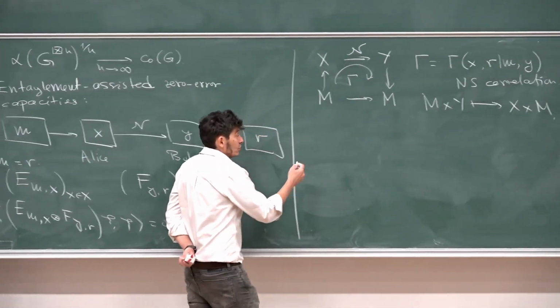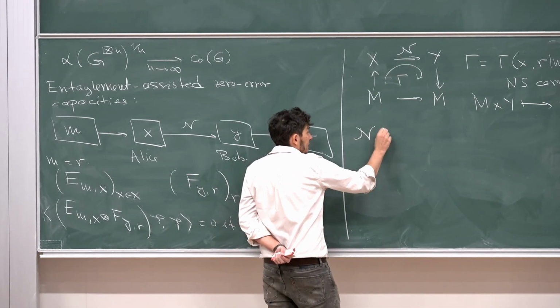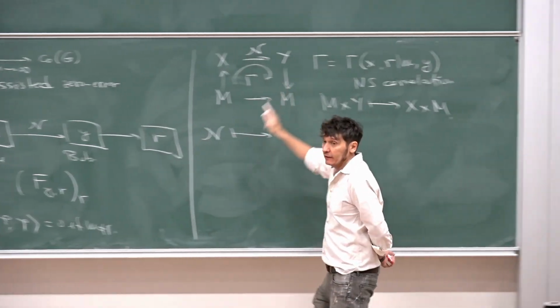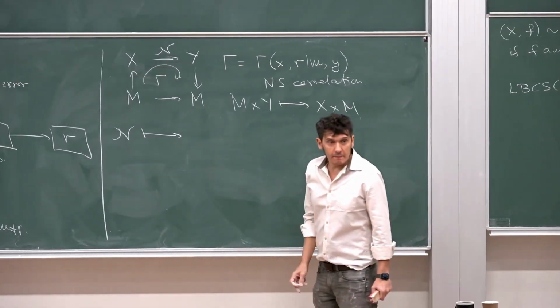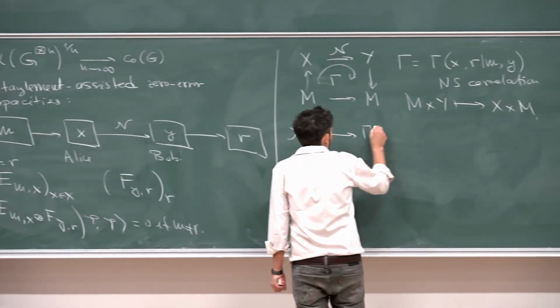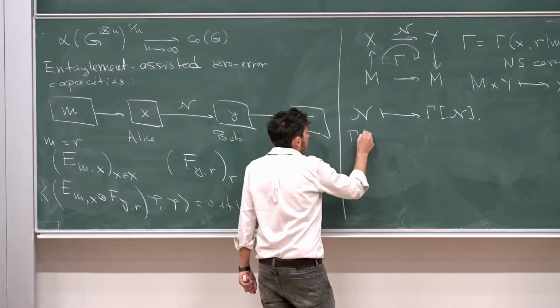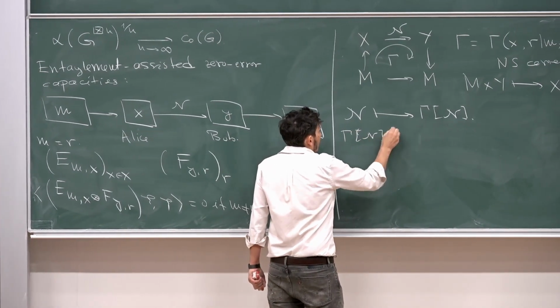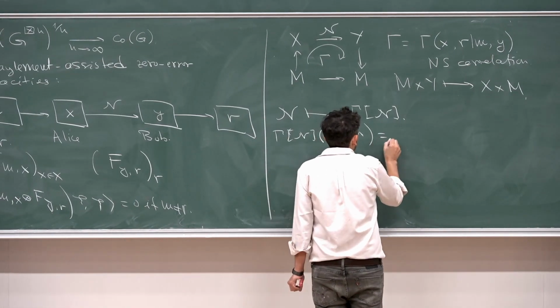What is the produced channel? So this gamma gives rise to a map: you have an input channel N, a classical channel on the first line, X goes to Y, and it can produce an output channel from M goes to M. Let me call it gamma of N. What is the output channel? I need to tell you what, if I'm given M, what I get for R.